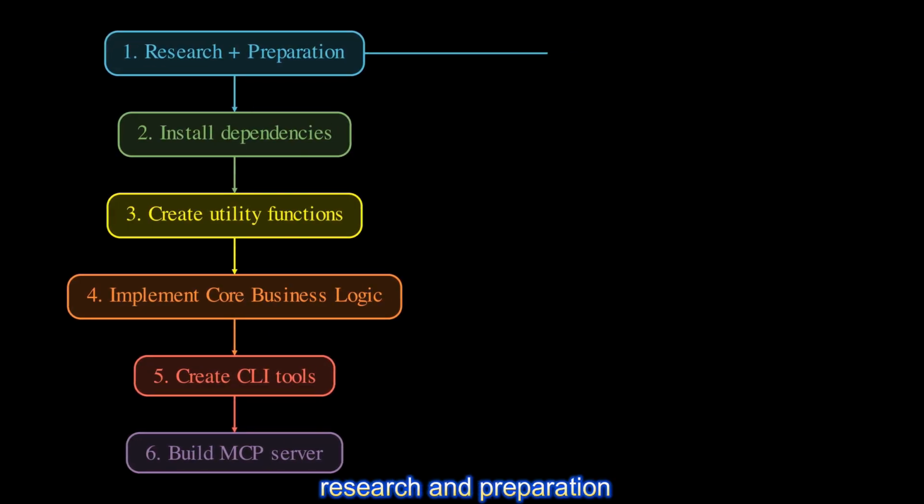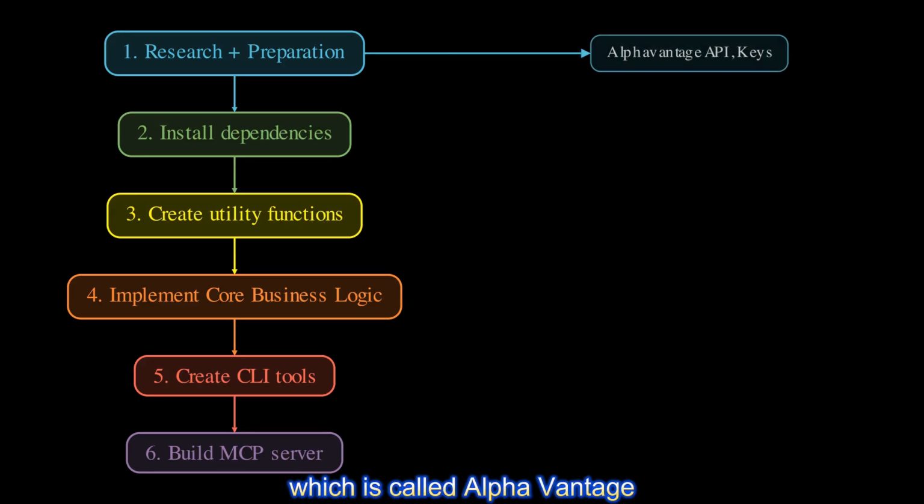Okay, step 1, research and preparation. What do we want to build? We want to build a financial MCP server, which can fetch the stock prices, as well as the news, which ideally can explain the fluctuation of stock prices. So we need an API to do this. I found something very useful, which is called Alpha Vantage. Alpha Vantage provides free APIs, which allow you to call 25 times a day.